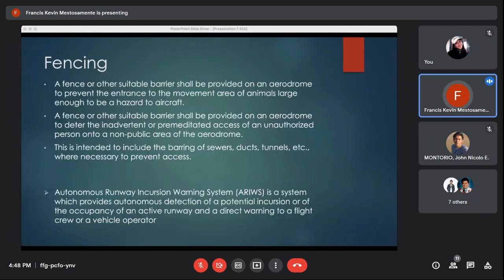Next, we have fencing or barriers. Of course, we should provide barriers or fencing on our aerodrome. Number one, to prevent any sabotage or unlawful seizure of our aircraft or any equipments of the aircraft operation. It will also serve as a protection for any wildlife, such as large animals that are enough to be a hazard to the aircraft. The fence or other suitable barrier should be provided on an aerodrome to deter any access of unauthorized persons. So ito na yung sinabi ko. Since nga ang aerodrome is a controlled area, any unauthorized entry is subject by the law.